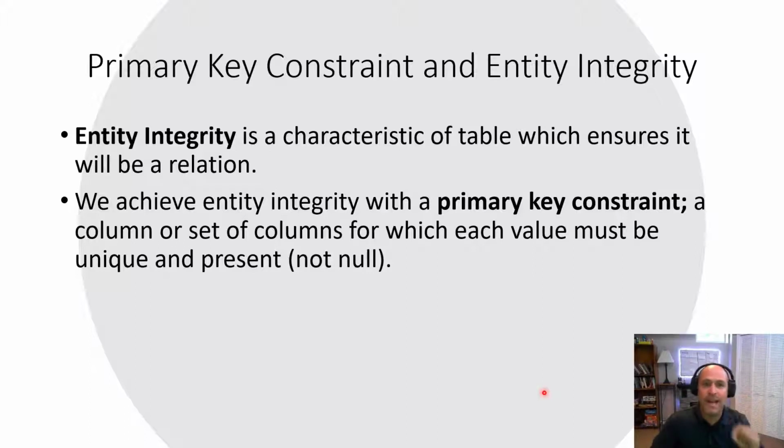A column or set of columns for which we tell the DBMS these values must be unique and present. That is, not null. Null meaning no value, or an empty value. So, in other words, when we make our table and then we set a primary key constraint over one or more columns, what we're telling the DBMS is that there is no way possible for someone to add or update data so that the values in that column repeat. And therefore, that makes the table a relation.